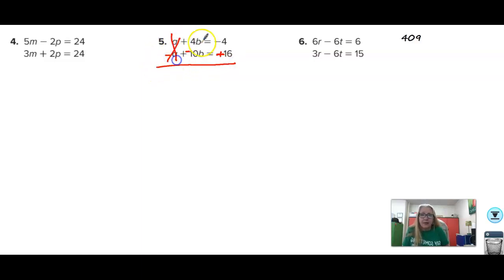Those drop out. 4b plus negative 10b is negative 6b. And positive 16 plus negative 4 is positive 12. Divide both sides by negative 6, and we get b is negative 2. We still need to know what a is, so I'm going to substitute negative 2 for b in the first equation.